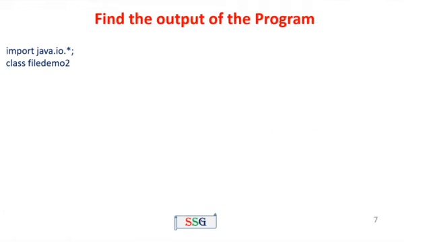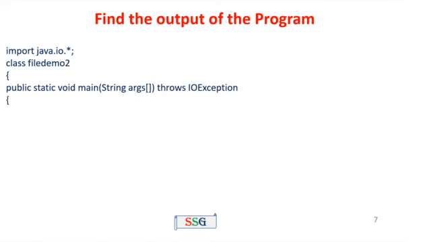Next one, see the output of this given program. Here import java.io.*, which is mainly used for file handling. Then here the class name is FileDemo2. Then public static void main throws IOException. Then we have to create one FileWriter fw equal to new FileWriter. That means you are opening a file to write some contents into the file sample1.txt. It is available in the f folder.